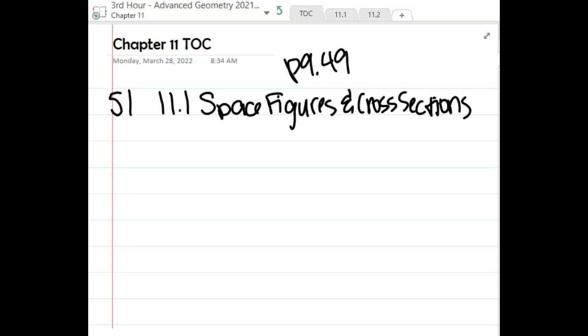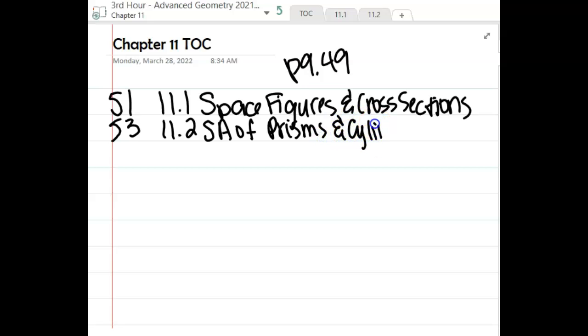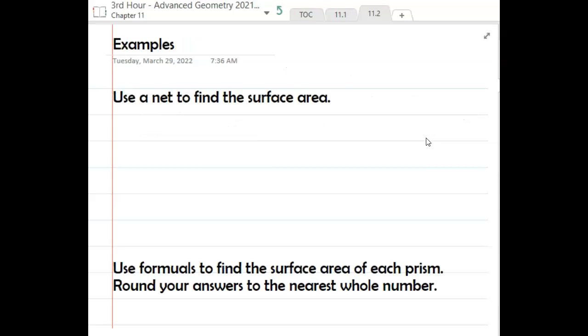Okay, let's get this glued into page 53. This is section 11.2, surface area of prisms and cylinders. The directions on the first one say use a net to find the surface area. Personally, I think that's a really great way to just kind of understand the formula, where it comes from.